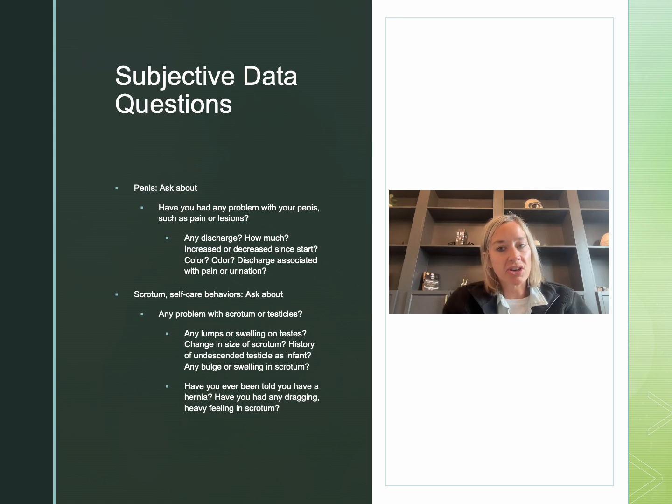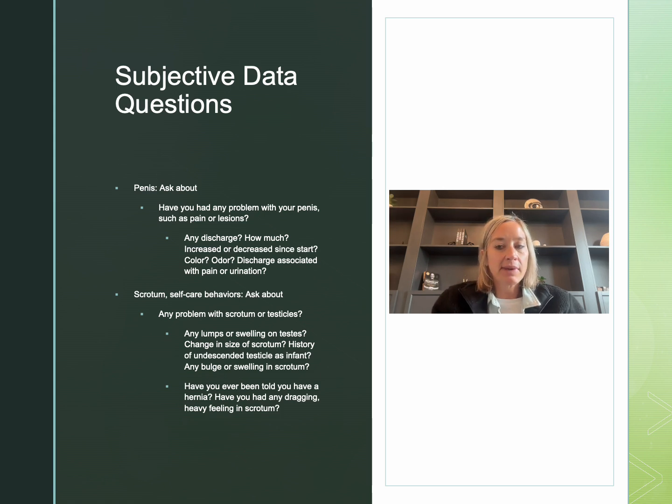If they mention discharge, dig deeper. Can you tell me about the discharge? How much is there? If it's changed over time, or if it has a specific color or odor. Discharge details are significant as they can indicate infections, and knowing if it's linked to pain or urination gives additional clues.